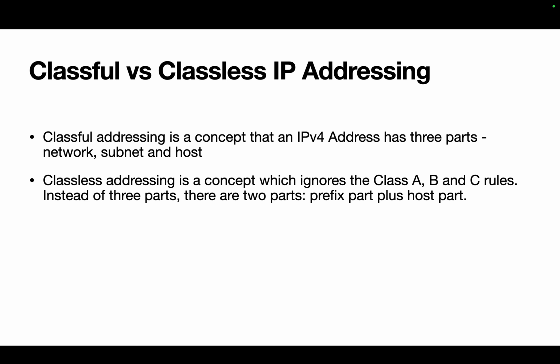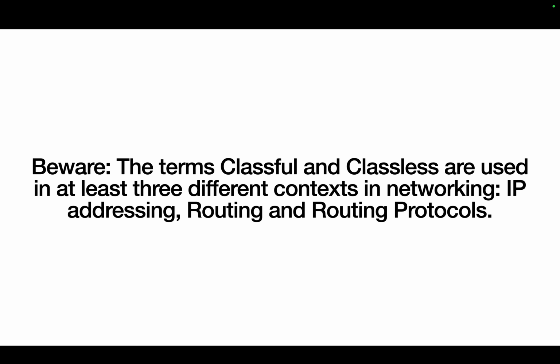You'll see these terms thrown around. Classful addressing is a concept which refers to an IPv4 address in 3 parts: network, subnet, and host. And classless addressing is a concept that ignores the class A, B, and C rules. Instead of 3 parts, there are 2 parts: the prefix part and the host part. Just beware that the terms classful and classless are used in at least 3 different contexts in networking: IP addressing, routing, and routing protocols.